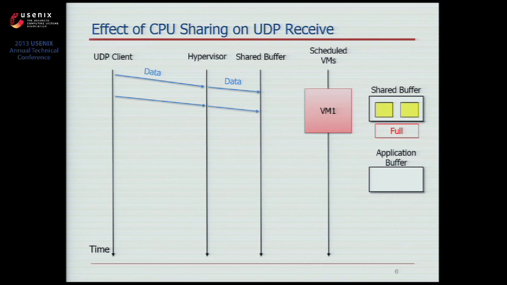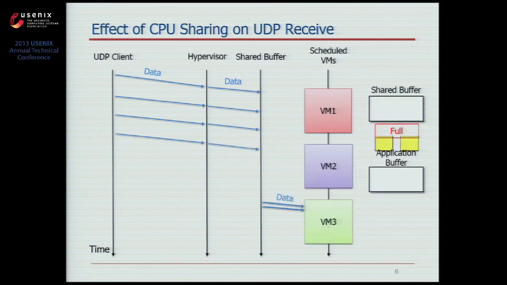But the size of the shared buffer is limited. So when the shared buffer is full, the incoming packets will be dropped by the hypervisor. When the target VM gets scheduled, only the buffered packets will be copied from the kernel shared buffer to the target VM. In this case, only 2 packets instead of 4 will be copied to the target VM, which is less than the packets received by the hypervisor, resulting in the UDP throughput degradation.